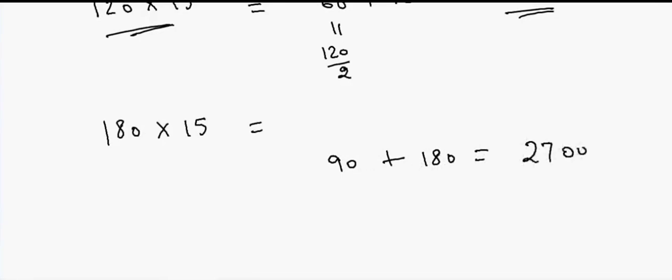So again, if I have 180 to multiply by 15, that will be equal to half of 180 is 90, plus 180. So 18 and 9, that's equal to 27. Two zeros in the end. So that's our answer.